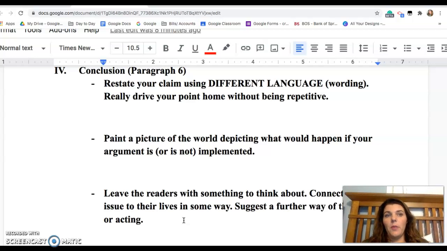So you don't want to just complain about something, or say that something's bad, or say that something's good, without either promoting it or suggesting that we get rid of it. So that's the whole point of argument research, is that then you suggest a further way of thinking about something or a further way of acting in the future. So I hope this helps.